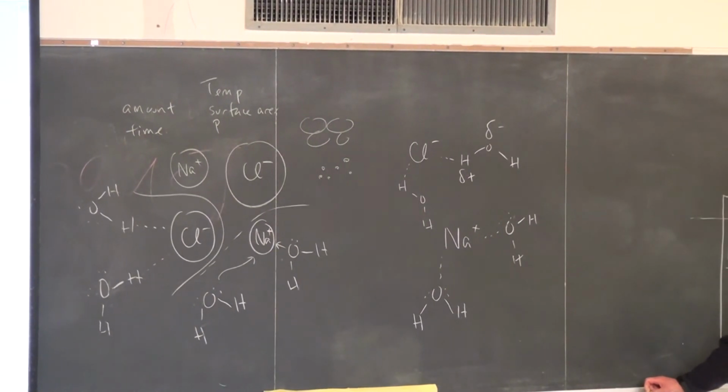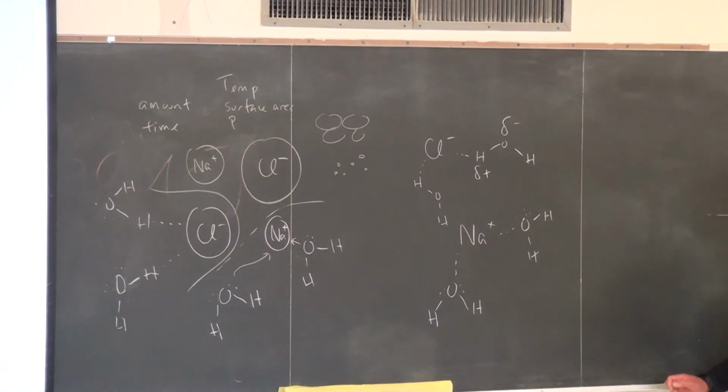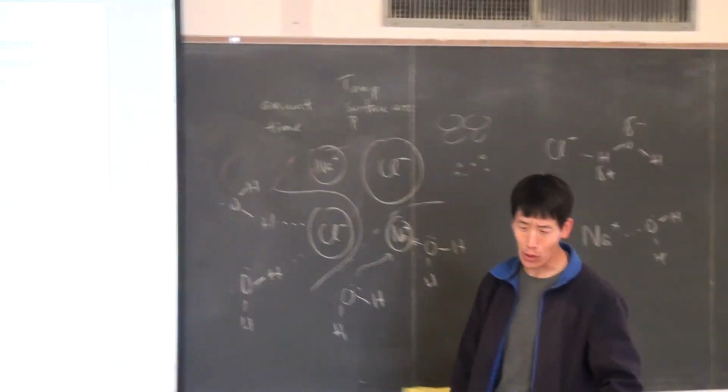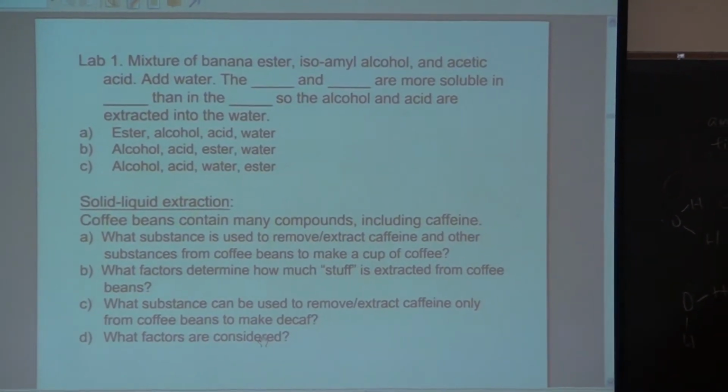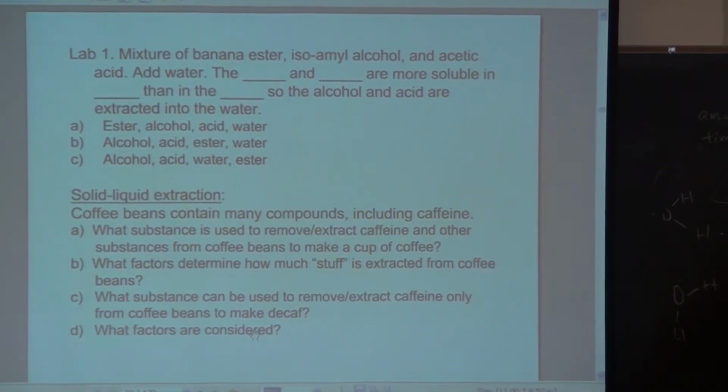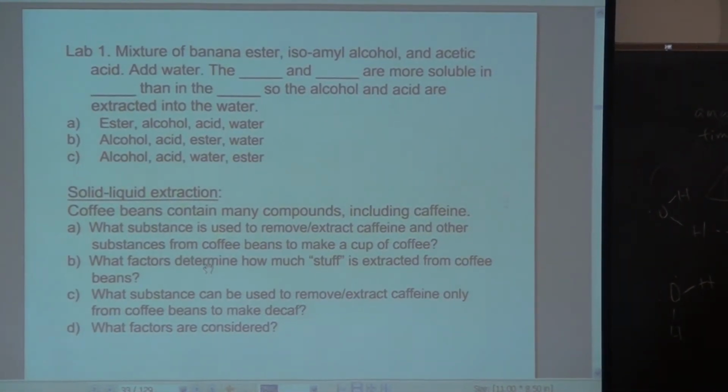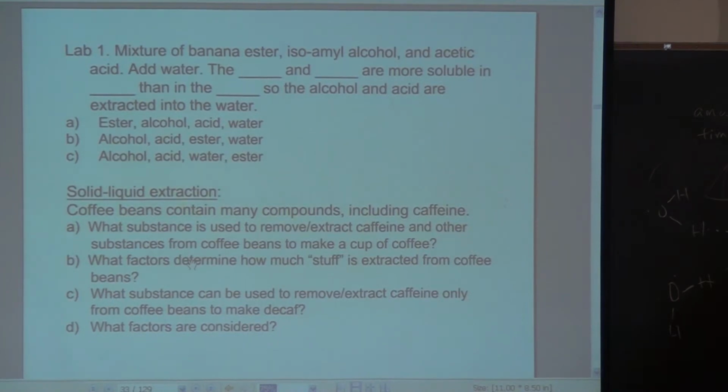So you look up these different ways to extract caffeine from the coffee. That'd be another example of solid liquid extraction. Then for part D, what factors are considered? We'll look at these factors in lab 2. So in part A in lab 2, you're going to figure out how to make a good cup of coffee, and then you'll also figure out how to decaffeinate it.